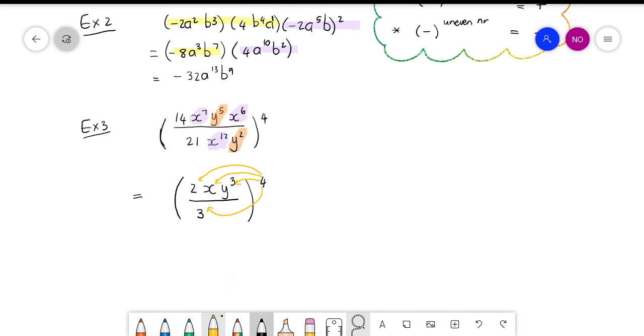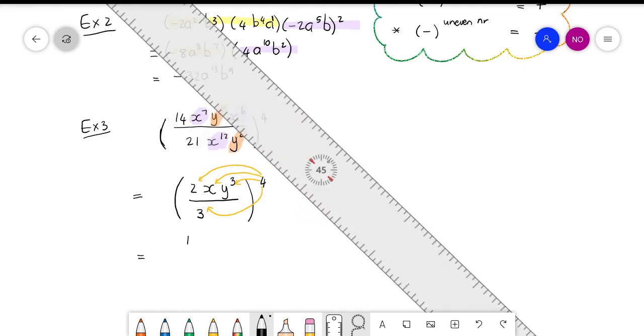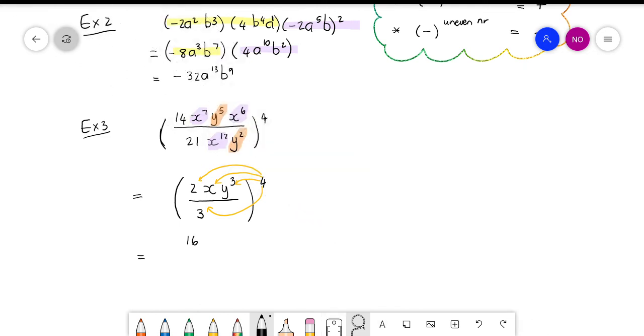So, what is 2 to the power of 4? Wat is 2 tot die mag 4? 16. En hier gaan ek hê x tot die mag 4, y tot die mag wat? 12.